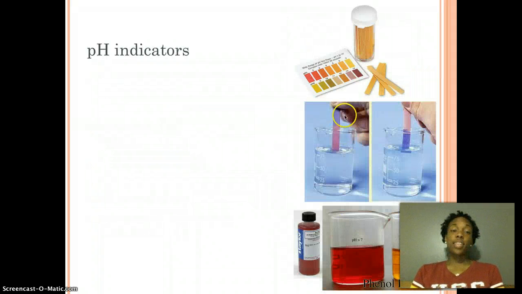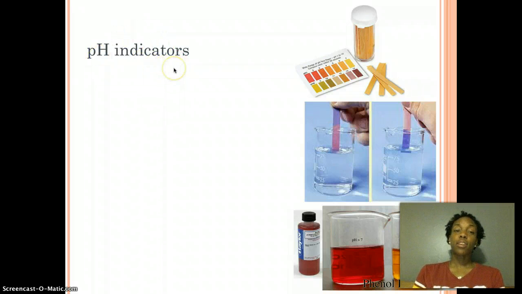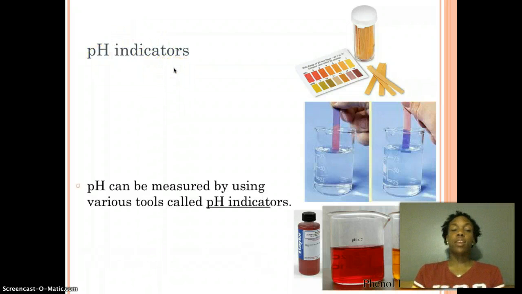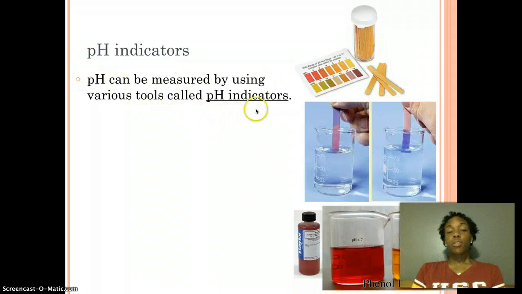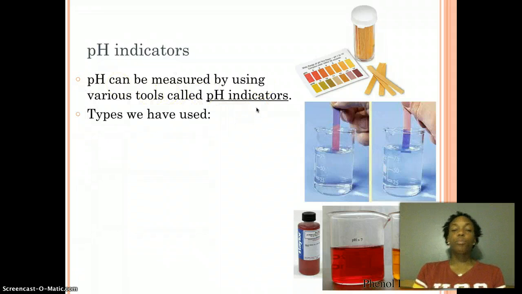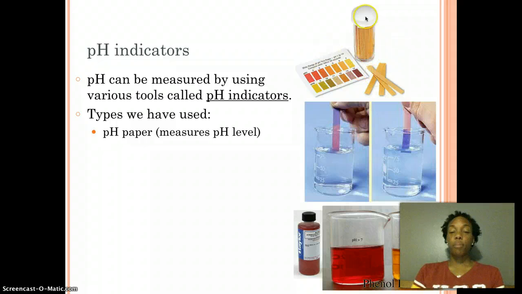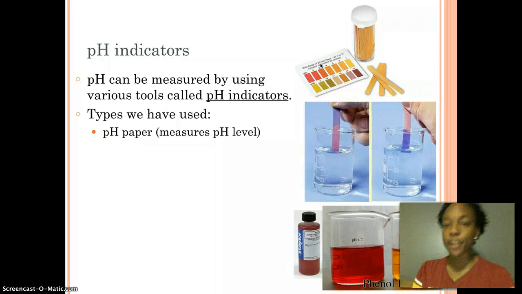And lastly, how do we measure pH? Well, that's what we did in our lab. We used various pH indicators because they indicate to us what the pH is, or whether something is an acid or a base. So pH can be measured by using indicators. What we have used in class is pH paper, to actually find out the different pH levels of all those different substances that we tested.